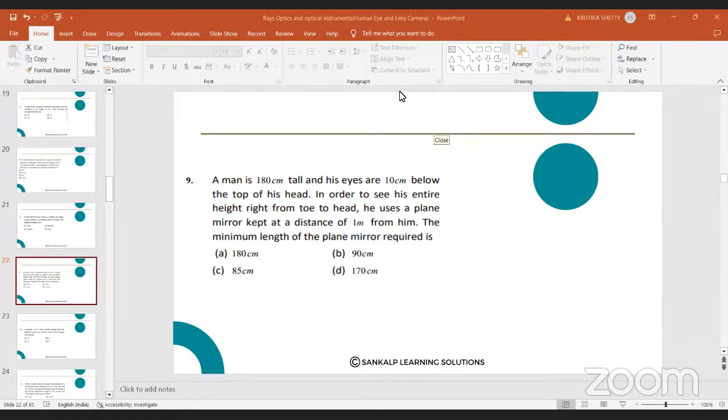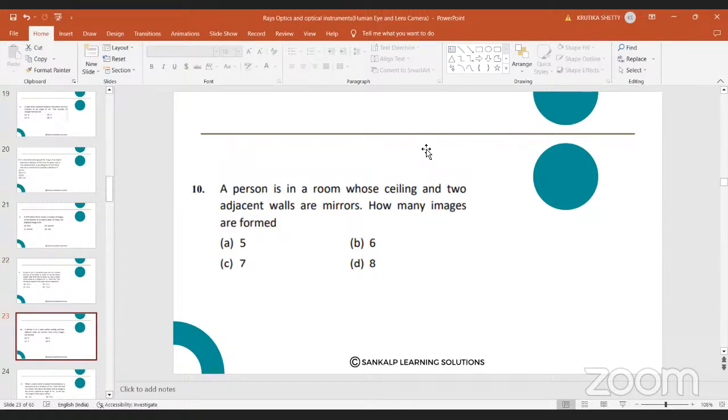Yes, I hope now it is visible. So all are saying it is 90 centimeter. Correct, 90 centimeter is right here. Option B is 100% right. Okay, the next question.